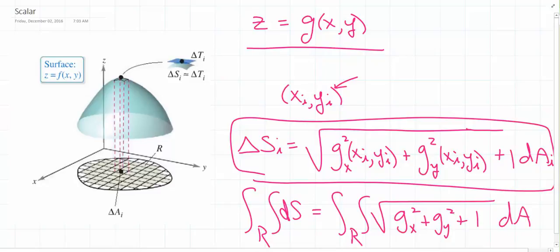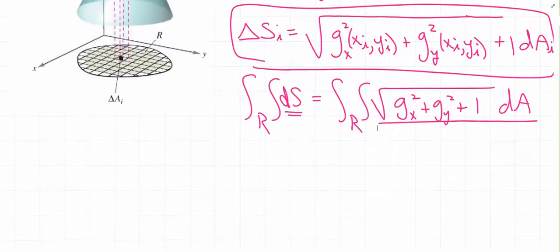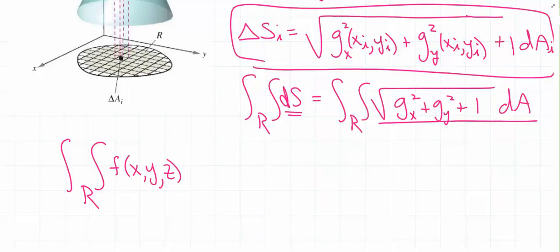I went through that very quickly just to remind you what this ds is. Now, what we want to ask is, what is a surface integral? The surface integral is going to go like this. We're going to have this double integral, but instead of just the ds in there, we're going to have a function, and then the ds. So we're taking the function times the ds.